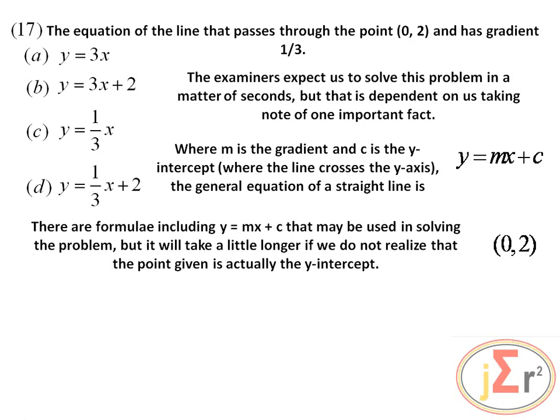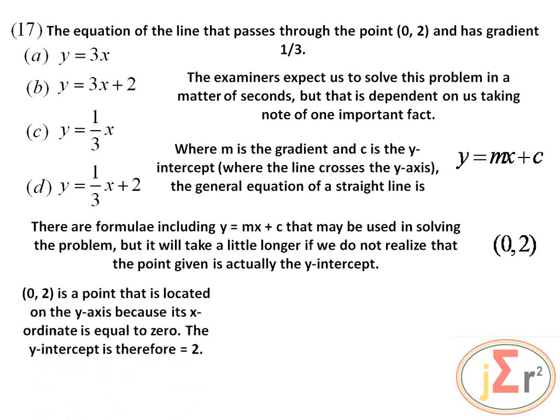And that y-intercept, of course, is (0, 2). That same point that we have. (0, 2) is a point that is located on the y-axis because its x-ordinate is equal to 0. The y-intercept is therefore equal to 2. So it crosses the y-axis at 2. The x-ordinate is equal to 0. Any point that has x-ordinate equal to 0 is a point that is on the y-axis. So we have the y-intercept right there.